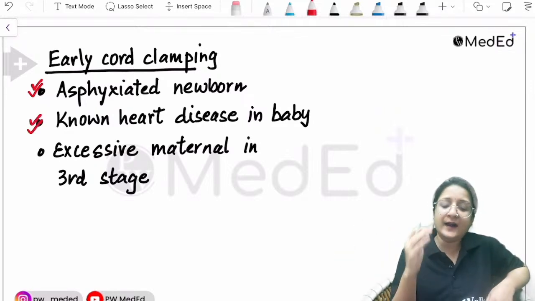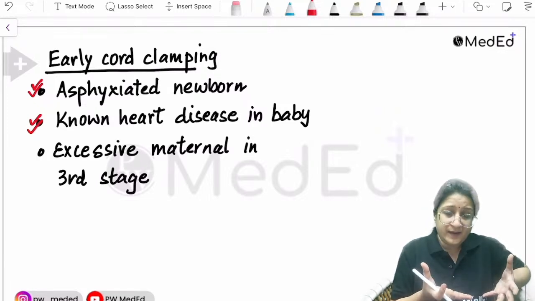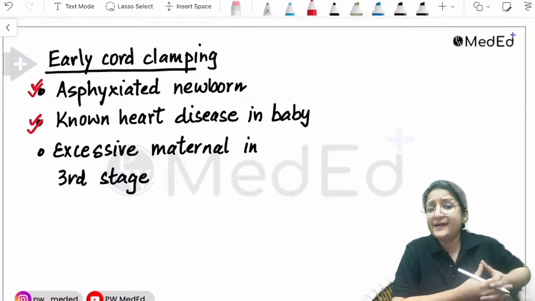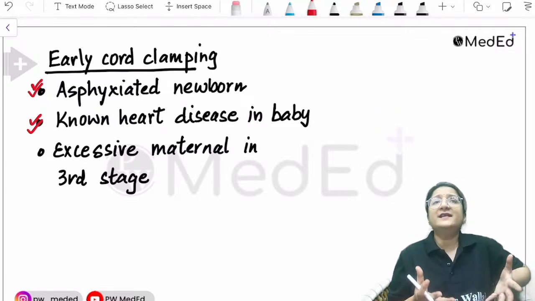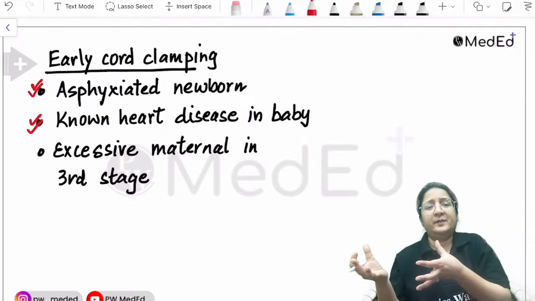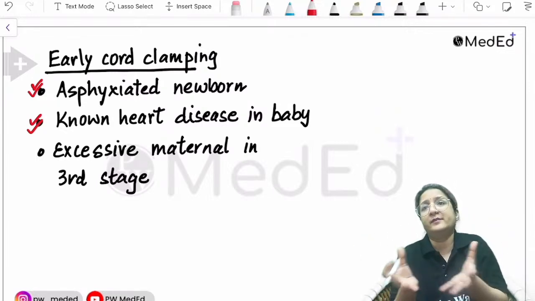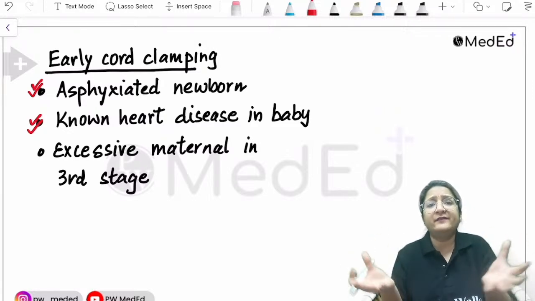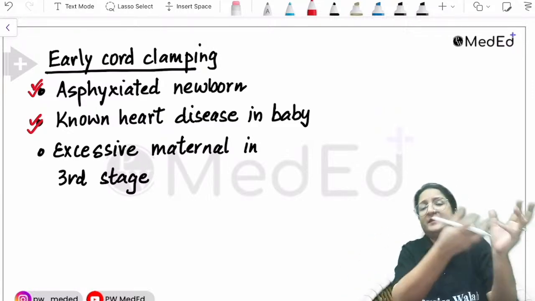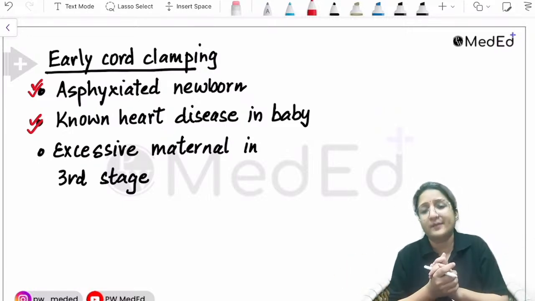If there is a known heart disease of the baby, then you don't want to give extra blood to the baby, right? The baby's heart will not be able to handle it. So you don't want to infuse extra blood volume into the baby. So if there's a known heart disease in the baby, or let's say the baby has delivered but the placenta is still inside. She's in the third stage of labor, but there's so much bleeding happening, so much so that you feel the only way the bleeding will stop is when the placenta is delivered and the uterus contracts. That's how the bleeding stops, right?